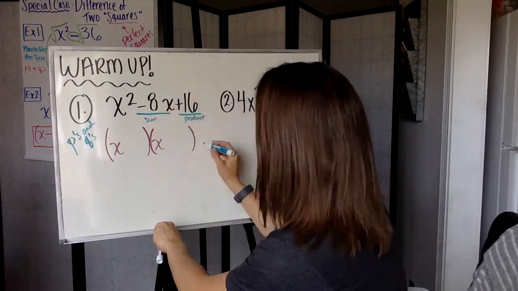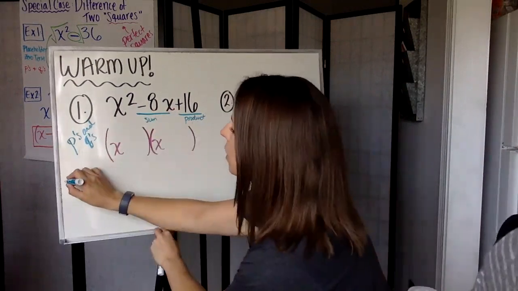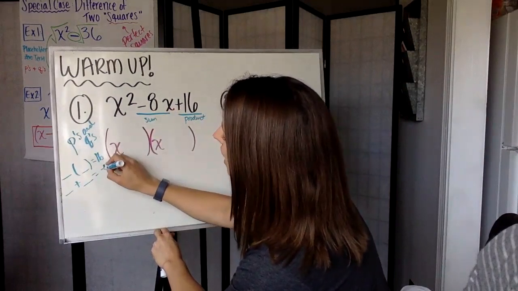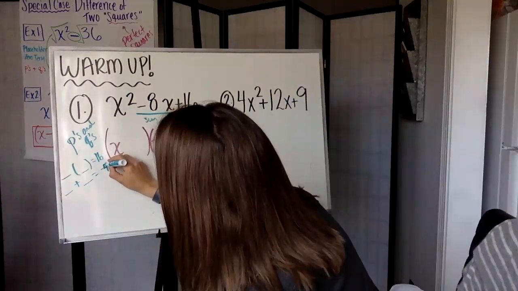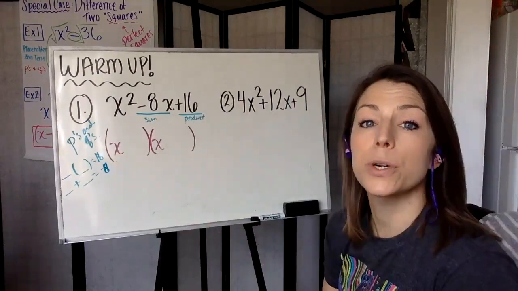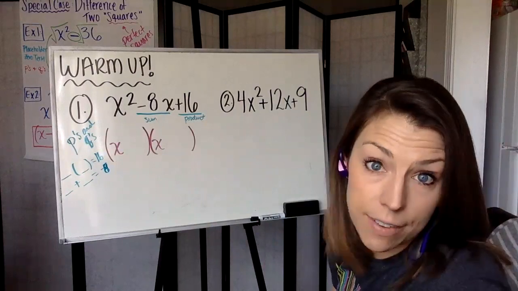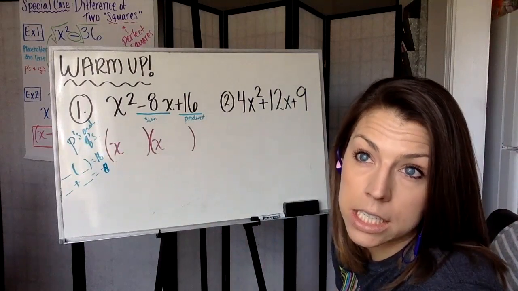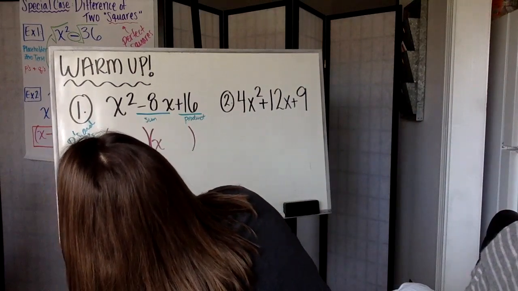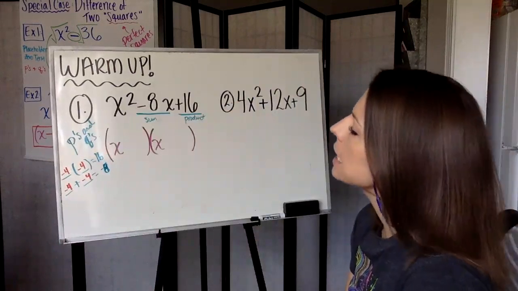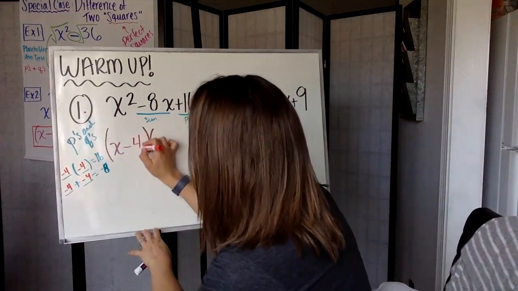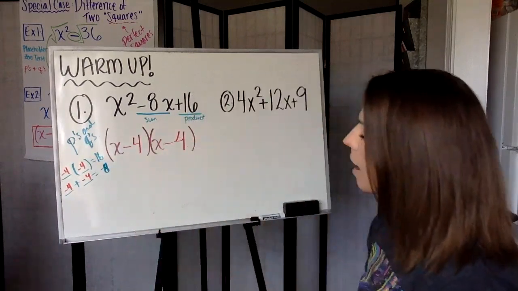So where can I put this? What times what is 16, that when I add them together, I get -8? Whoops, -8. Yeah, -8. I'm thinking. Well, 4 times 4 is 16, and 4 plus 4 is +8. So how do I get -8? What if I made it -4 and -4? Does -4 times -4 equal 16? Yes. Does -4 plus -4 equal -8? Yes. So my answer is -4 and -4.